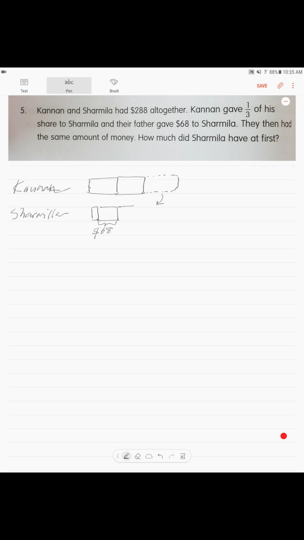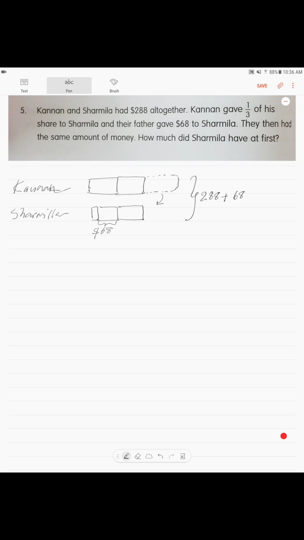Maybe we need to draw it in a similar way, right? This is what we got, okay? And then they had the same. So this is 2 units, and this is 2 units. You got this, right? So you need to draw it in a way that these 2 units and 2 units are similar. So a total amount was $288 altogether plus $68 that father gave. That is it. That is your model, right?